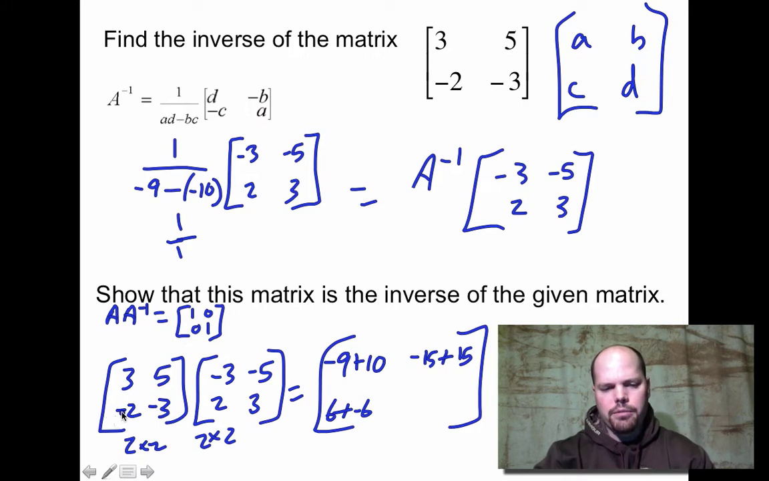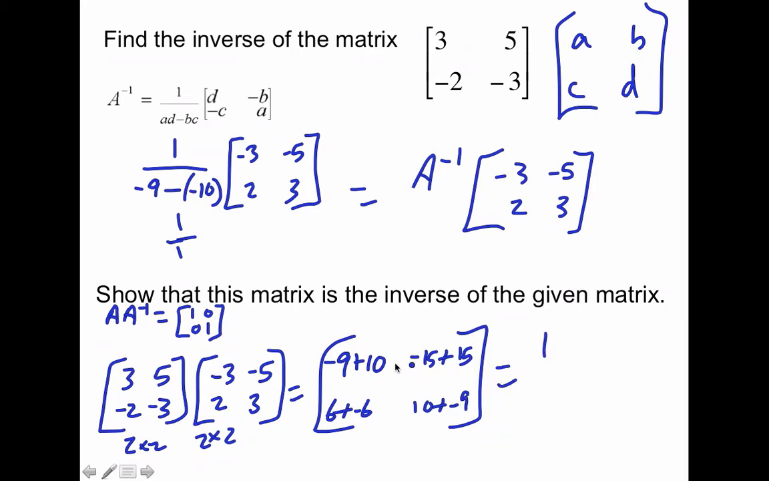Okay, lower right would be the lower row with the right column. Negative 2 times negative 5 would be 10, plus negative 3 times 3 would be negative 9. So that's going to give us 1 there, 0 there, 0 there, and 1 there. And voila, that is the identity matrix.